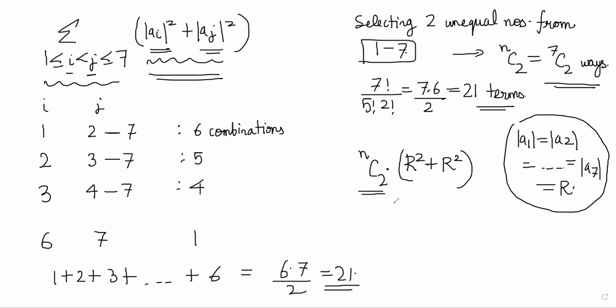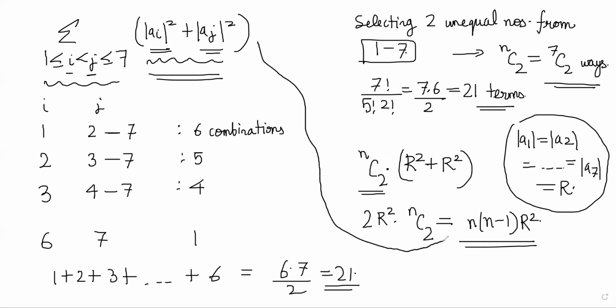nC2 terms. So basically there will be 2r squared times nC2, and that will be n into (n minus 1) by 2 into 2. So n into (n minus 1) into r squared. That is the sum that we get from here, right? Now we have to think of the other part of it. In this particular problem, n is 7, so it will be 7 into 6. So 42 r squared is coming from here, right?